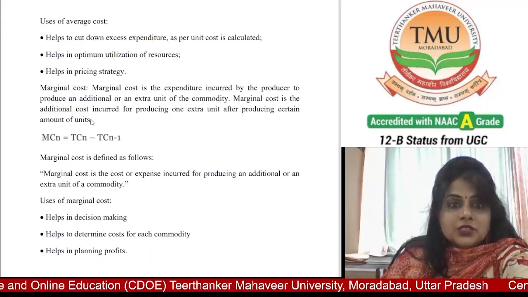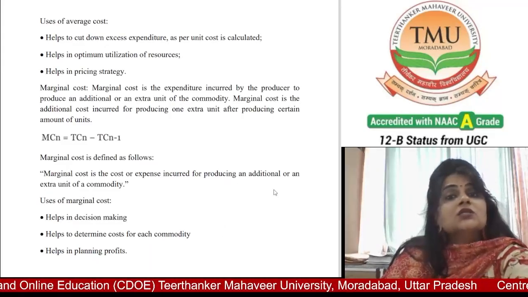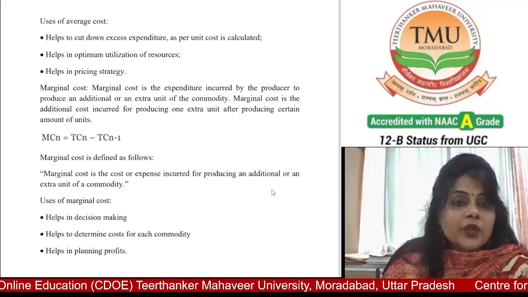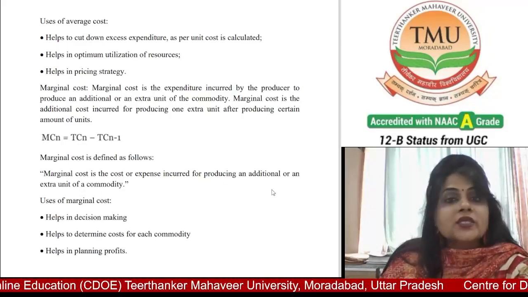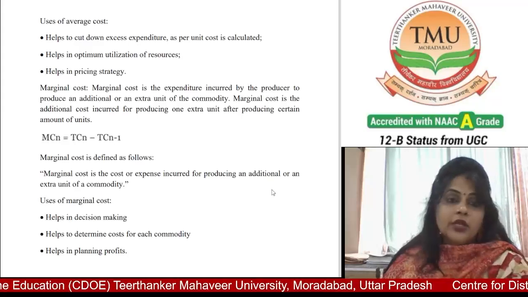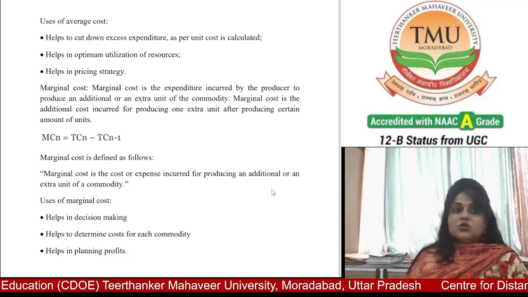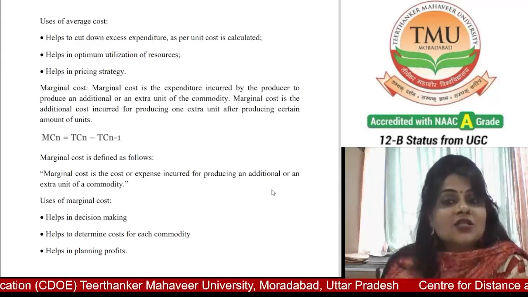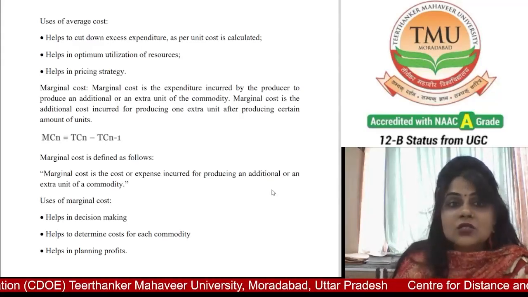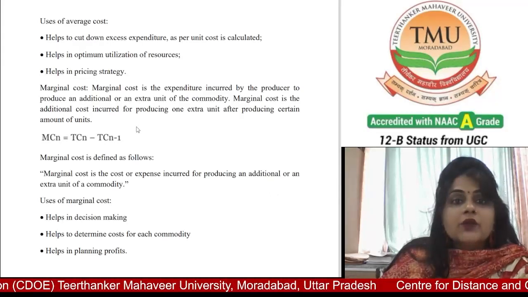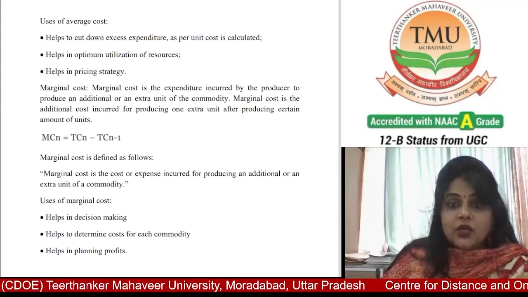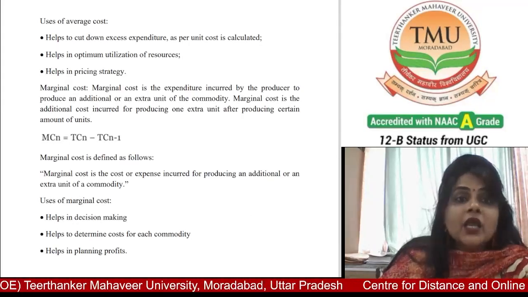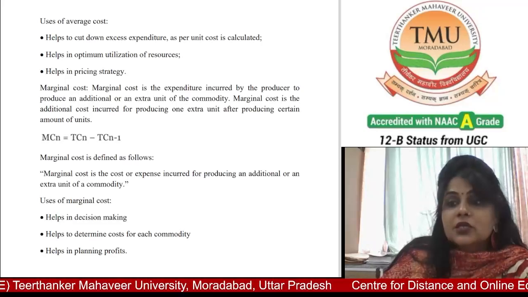Marginal cost is the expenditure incurred by the producer to produce an additional or an extra unit of the commodity. Where the word marginal is used, it means additional or extra units. Marginal cost is the additional cost incurred for producing one extra unit after producing a certain amount of units.